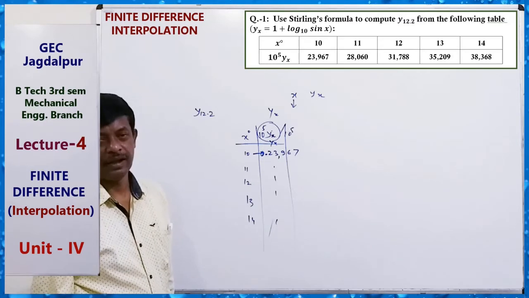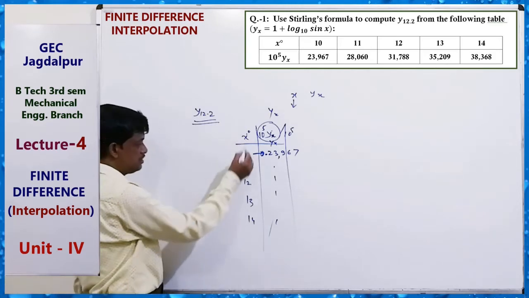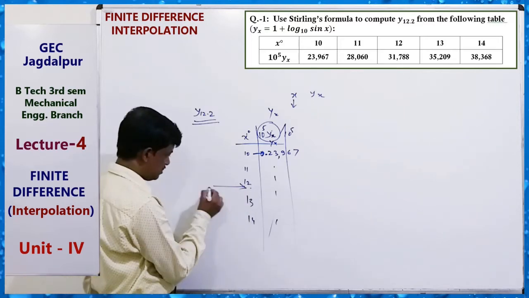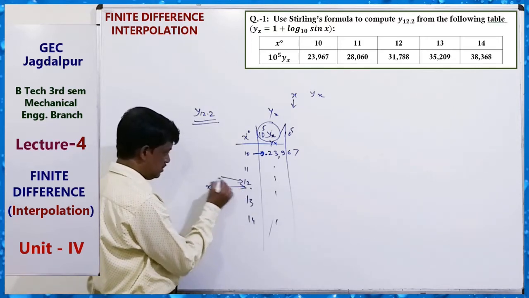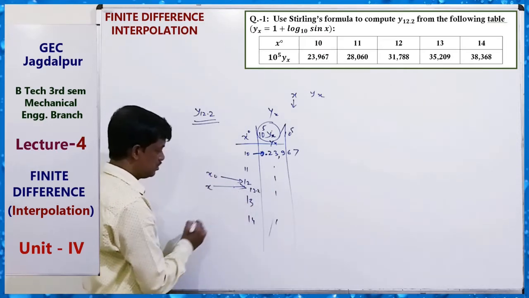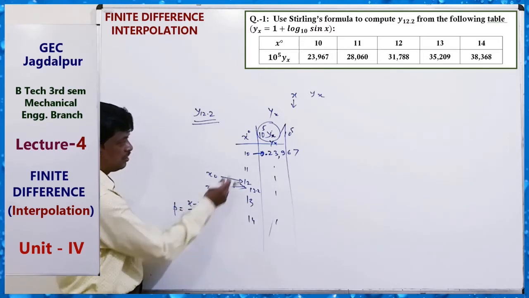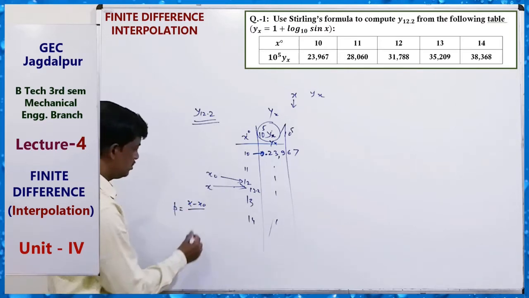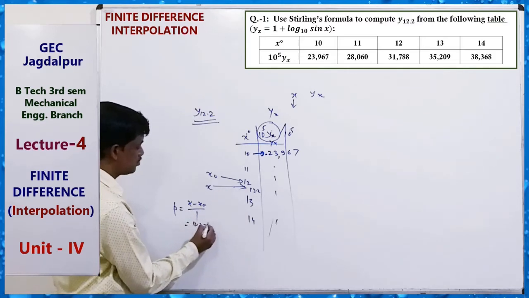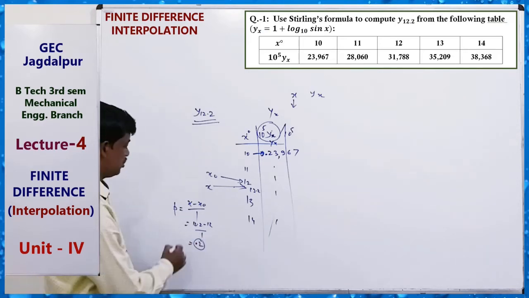Clear? And we have to find the value of y at 12.2. Here 12 is the middle point, our x0, and x is 12.2. So p can be found as x minus x0 by the difference, which is 1. So p equals 12.2 minus 12 by 1, which equals 0.2.